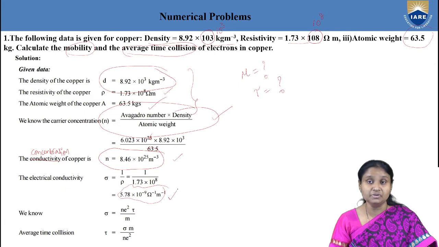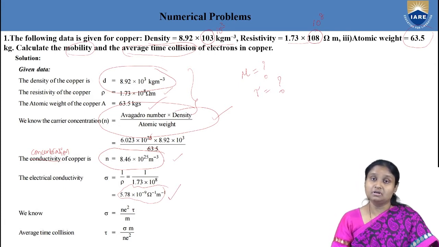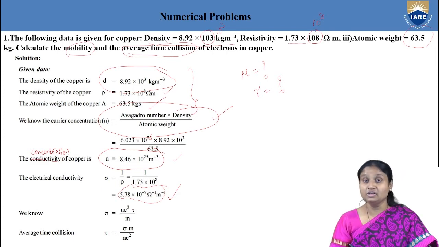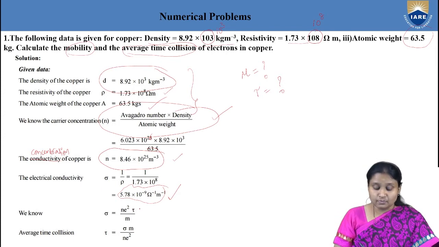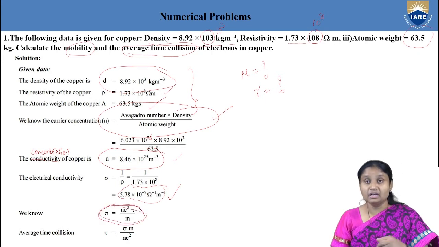So this is the unit for conductivity. So we have the value of carrier concentration. Also we have the value of conductivity. Now this is a very important relation. Here we are coming across a very important relation.